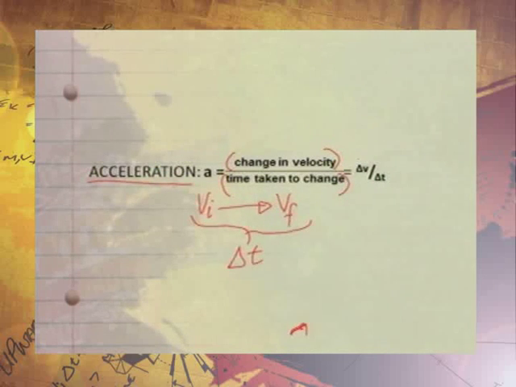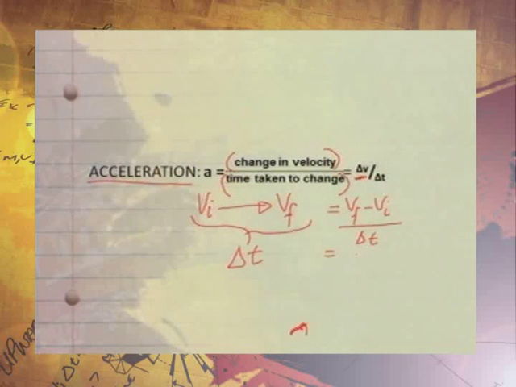So when we do that, you would see that we would have the situation. So delta V over delta T there becomes, if you like, V final minus V initial for us to get that change, that delta V, divided by delta t.